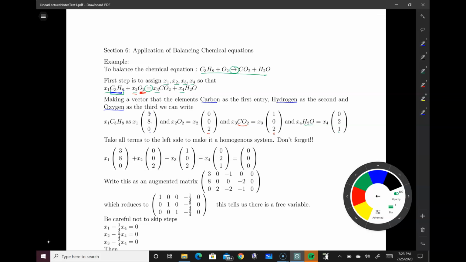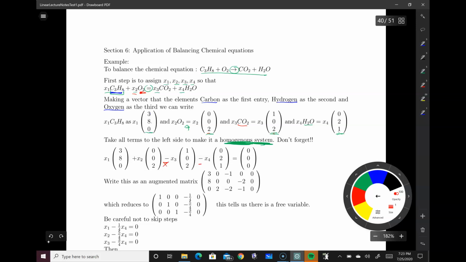All right, so this is where the first step is putting it together. I have x1 times this vector plus x2 times this vector equals x3 times this vector plus x4 times this vector. First, I'm going to make it a homogeneous system. This is going to be crucial. I've got to move these 2 that are on the right-hand side to the left-hand side by subtracting.